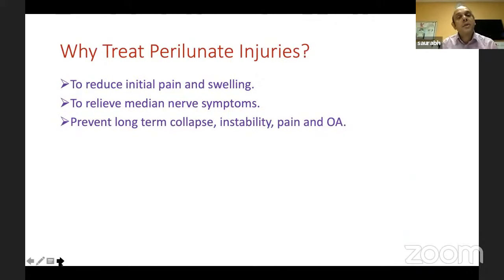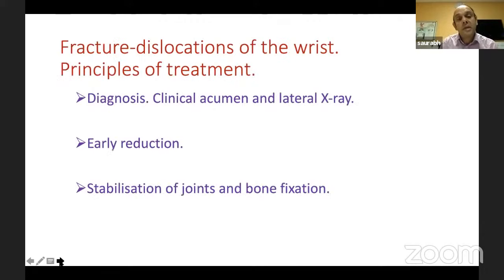Again, why treat perilunate? Same. If you don't treat it, in the long term, obviously you'll have instability and arthritis. In the short term, you want to relieve pressure off your median nerve. You want to take off pain and swelling. You want to help patients with their pain and swelling.